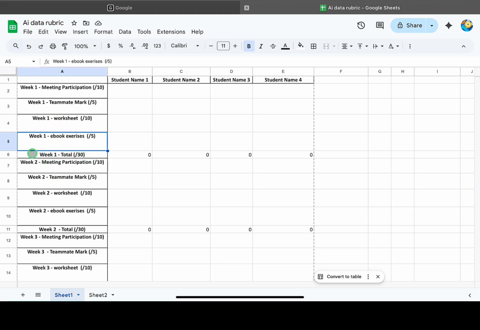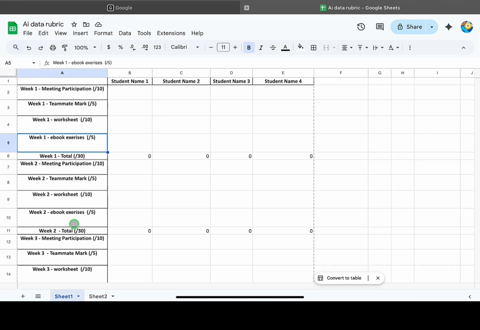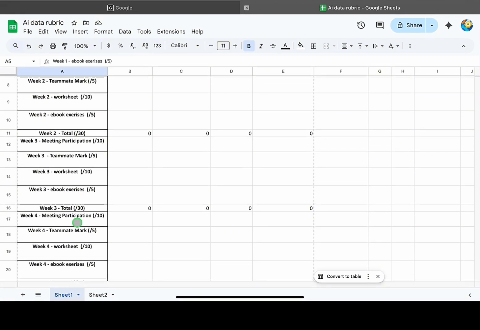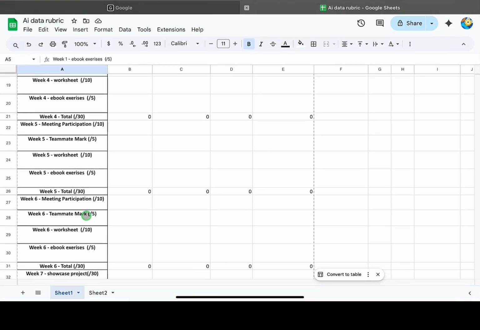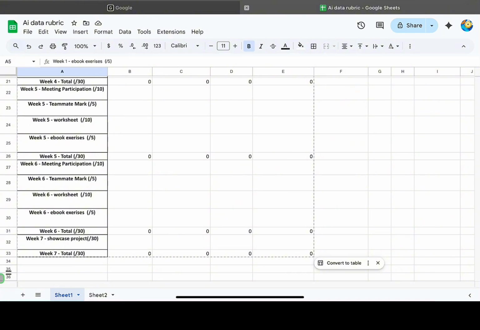So a total of 30 marks for week 1, right? This is going to be the same for week 2, week 3, week 4, week 5, week 6, right? And then week 7 only has one item on the mark sheet. On the mark sheet over here, we have the showcase project, and this one is out of 30.